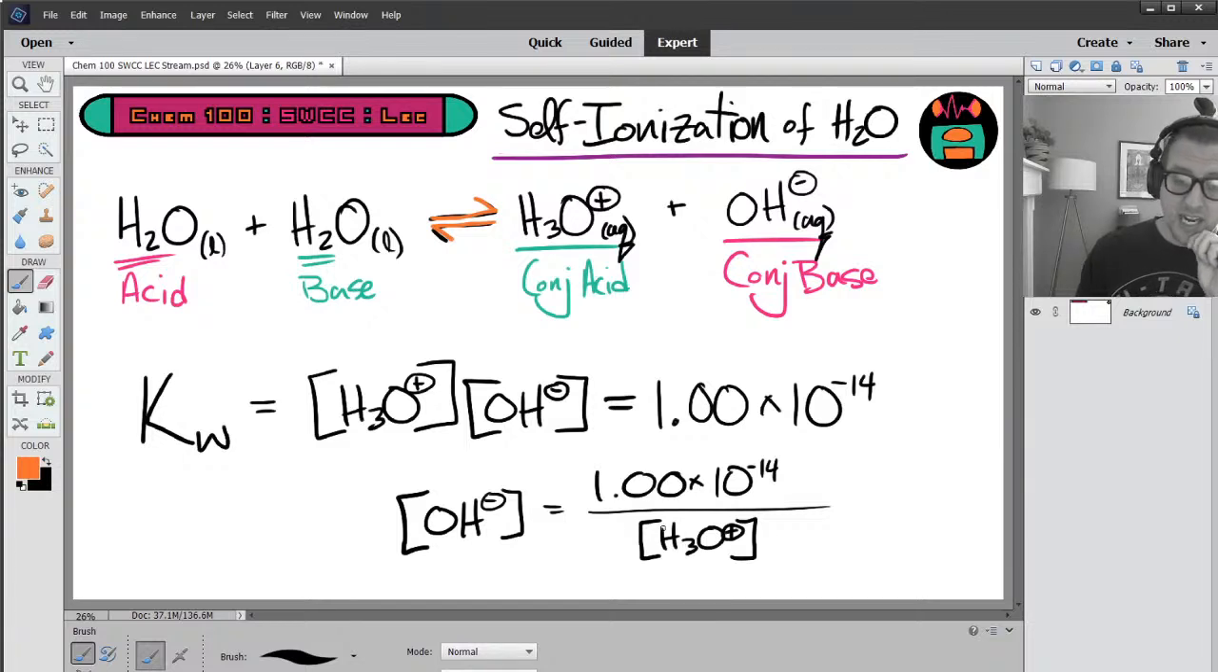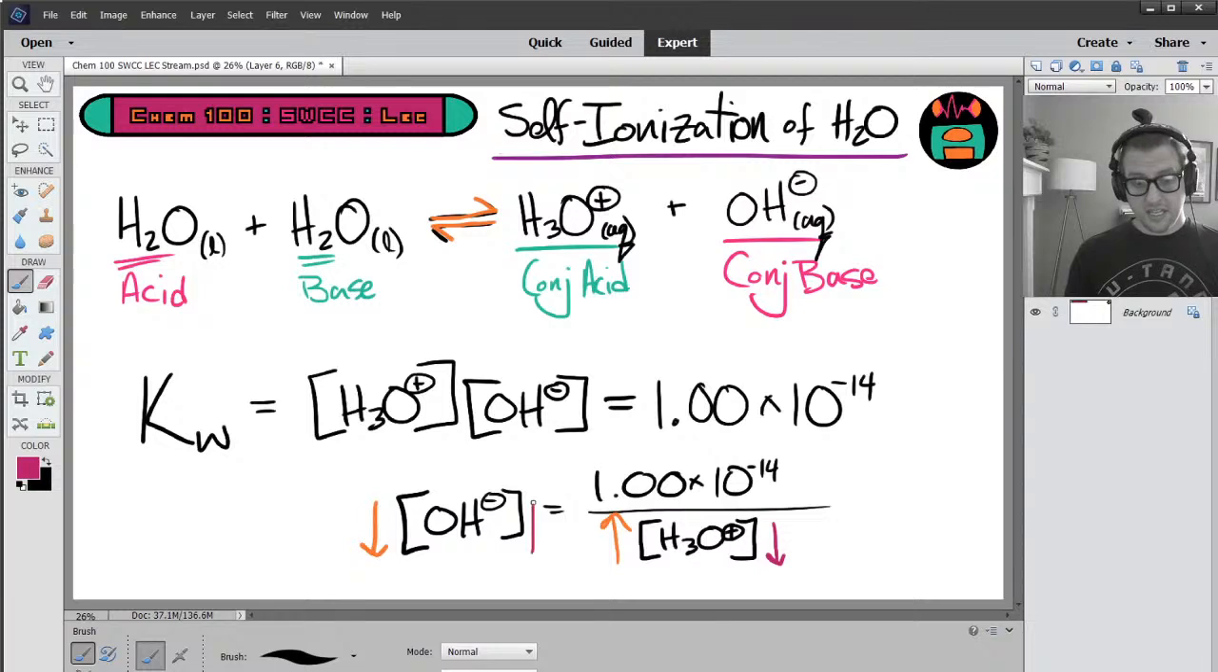That means if the concentration of hydronium increases, because it's the denominator of the expression for the concentration of hydroxide, you've got a denominator getting bigger, that means the concentration of hydroxide is going to drop. Conversely, if your denominator gets smaller, if the concentration of hydronium decreases, then the concentration of hydroxide is going to increase. So these two concentrations mathematically are inversely proportional. When one gets bigger, the other gets smaller.